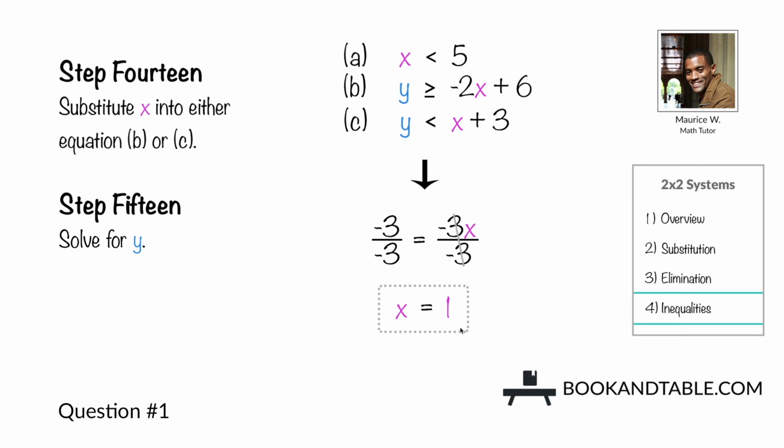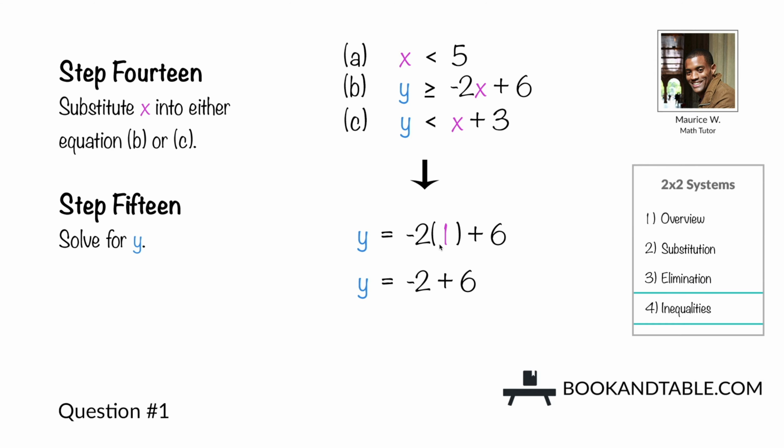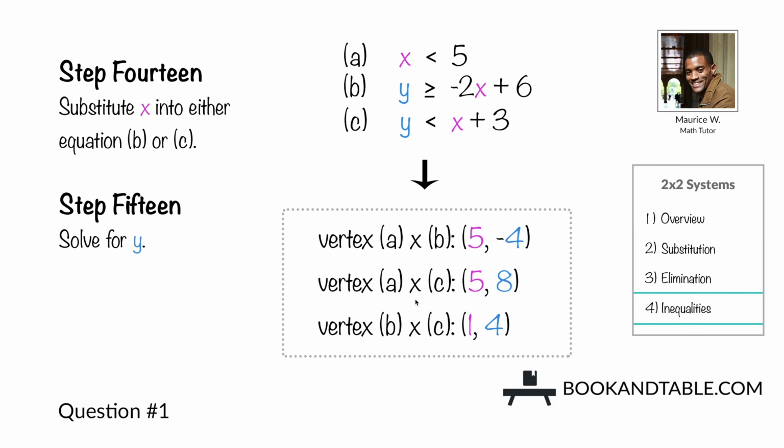And now that we know x, we can substitute x into either B or C. We're trying to find the vertex of BC, so we plug it back into either one of these. And then step 15 will allow us to solve for y. So if you plug x into B, you would get negative 2 times 1, which is negative 2. Negative 2 plus 6 is positive 4. So the vertex for BC is 1, 4. You also could have plugged in x is 1 into C instead, giving you y is equal to 1 plus 3, which is 4. So you get the same vertex either way.